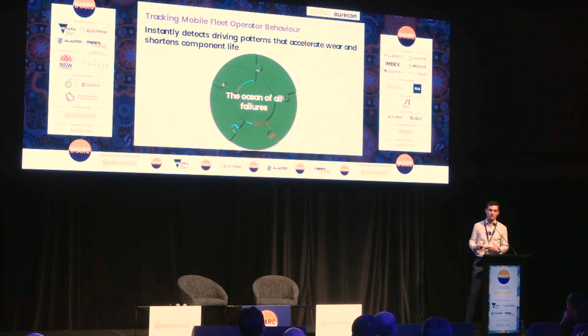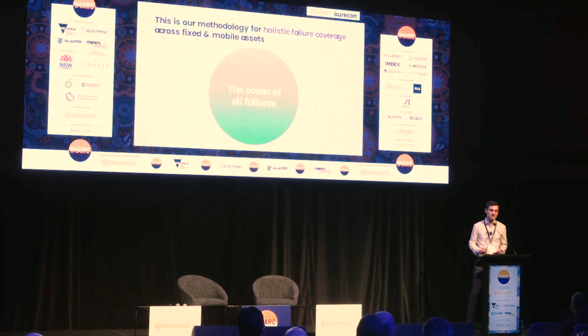And lastly, we're also tracking operator behavior of mobile fleets. Operator behavior has an immense impact on the lifespan of components, because improper driving and abuse of the equipment can dramatically shrink by 20, even 30% the lifespan of engines, transmissions, tires, final drives, and so on. We're tracking this as part of our methodology to make sure that everything is covered and the puzzle is complete. So that's the product that we've built over the past 10 years, and that's our methodology.